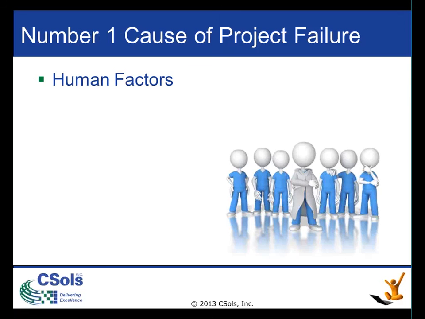So why is it? If you look at the report, which is publicly available, you can Google it and find these reports. They do them every year or two. And lo and behold, the number one cause of project failure is not what software you picked, not whether you have the right consultants working with you, not whether you've used agile methodology or some other methodology. It comes down to human factors that cause projects to fail.